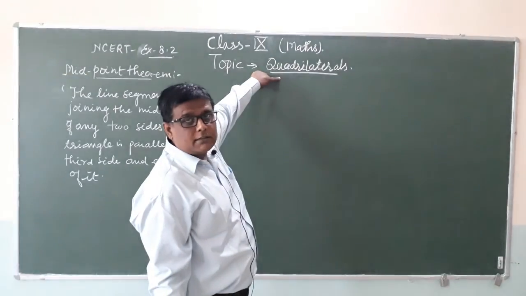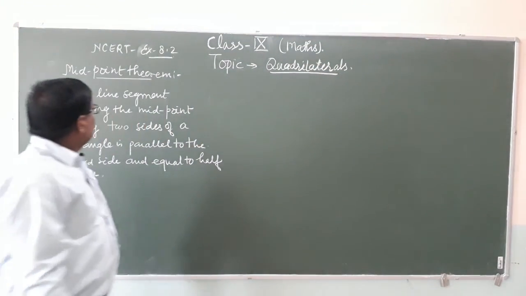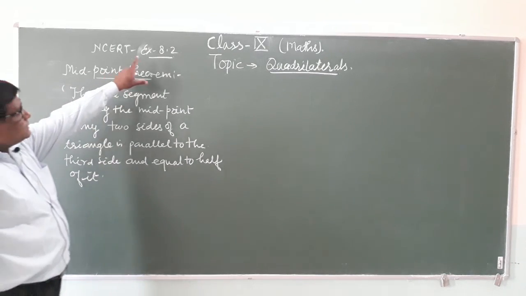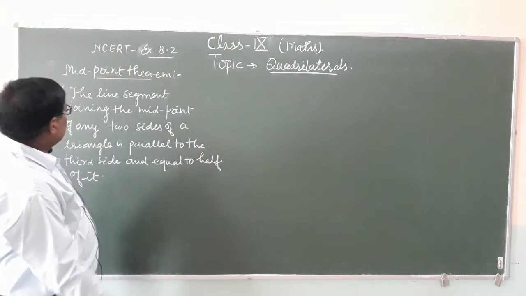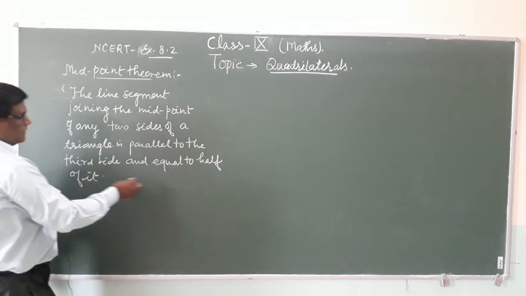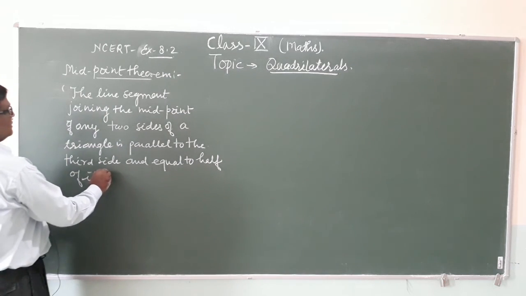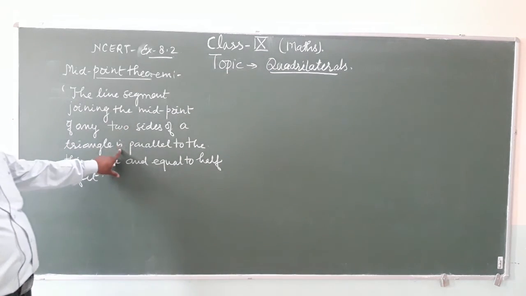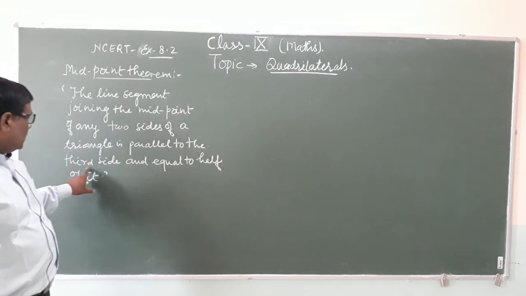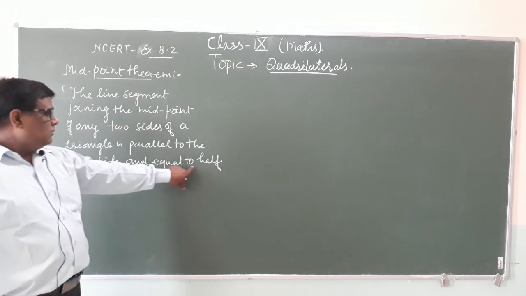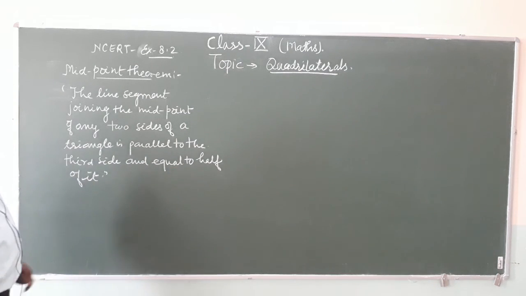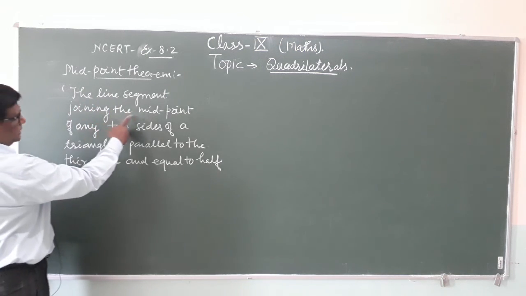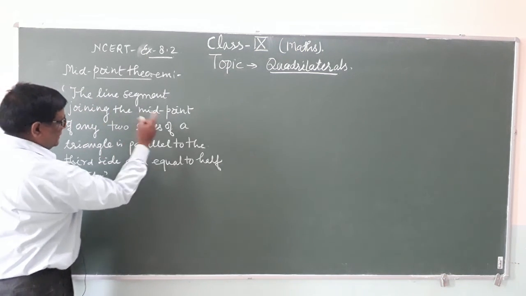The topic is quadrilaterals, and we have to discuss today the midpoint theorem of exercise 8.2. What is the theorem? The line segment joining the midpoints of any two sides of a triangle is parallel to the third side and equal to half of it. First of all, we draw the figure.